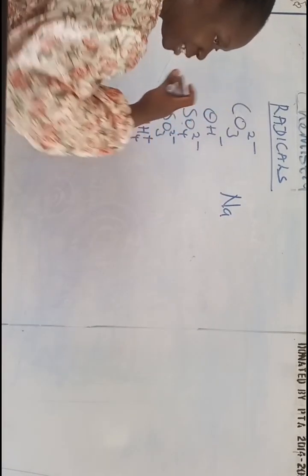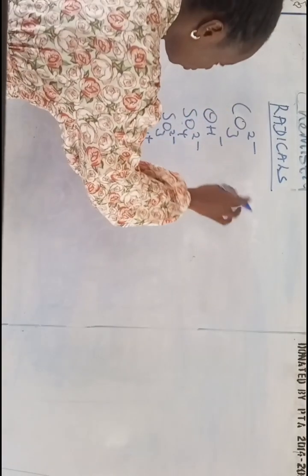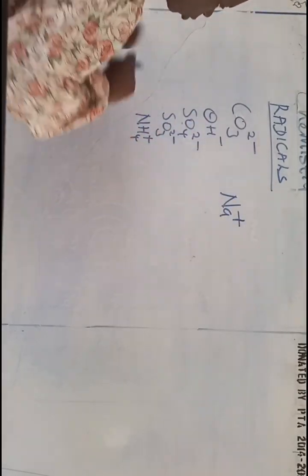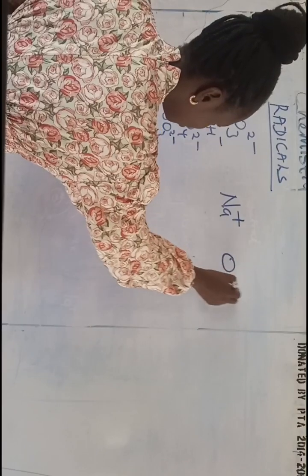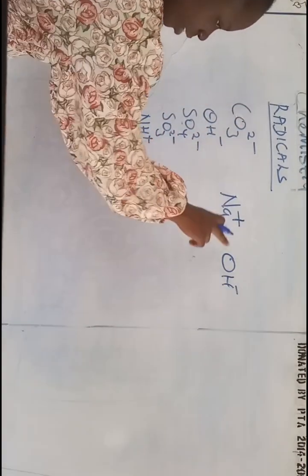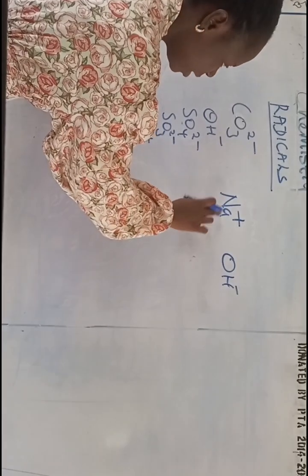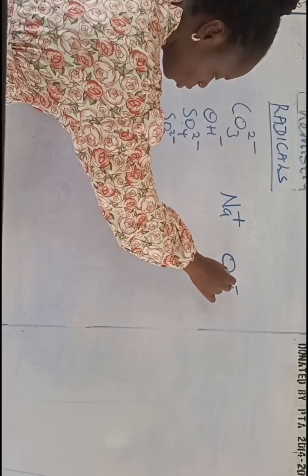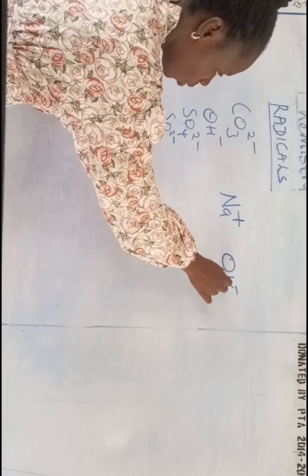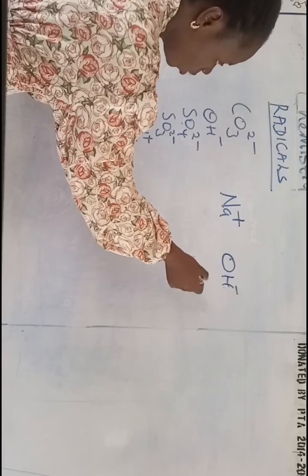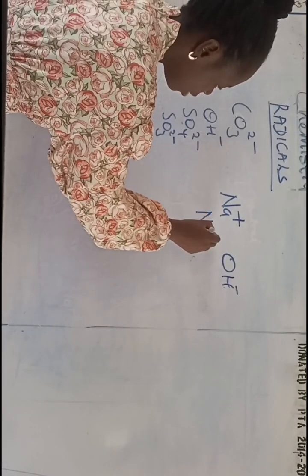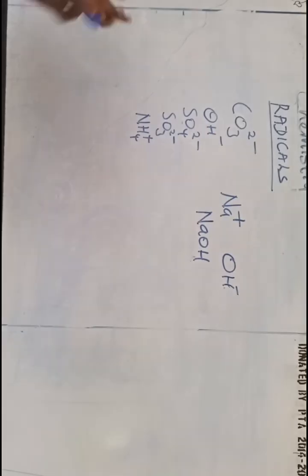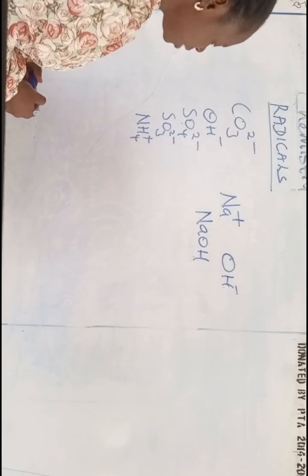Okay, let's look at sodium. Sodium has 1 electron at the outermost shell, like I said the other time, so it will be willing to give out 1 electron. So if I have sodium to be positive, only 1 electron, then OH to be minus, only 1 electron is in need. So it will be easier for sodium that has 1 electron to give out 1 electron to OH minus, because OH minus needs 1 electron also. So that is how our NaOH will be formed. That is how NaOH will be formed.